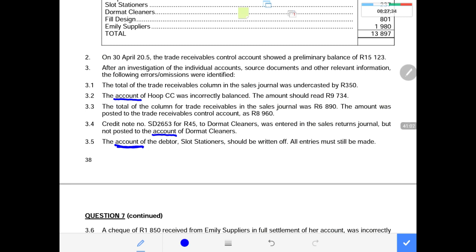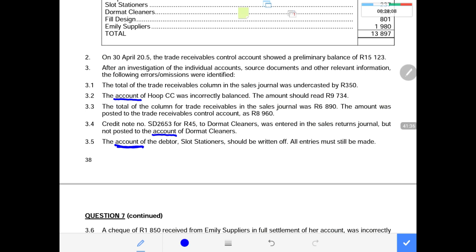They might say it was recorded correctly in the account of the customer, but not correctly in the trade receivables control. So it does not mean that if there's an account, it goes straight to the list of debtors. I'm just highlighting that now it is speaking about the list of debtors. Maybe it is correct in the list of debtors, or that specific account of the customer, but incorrect when it was transferred into the trade receivables control ledger account.